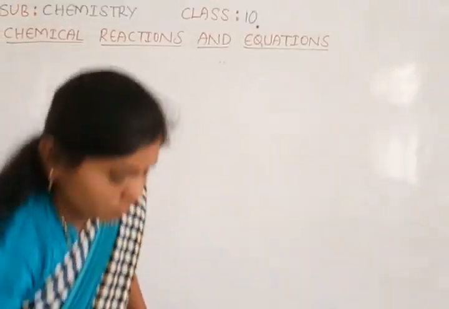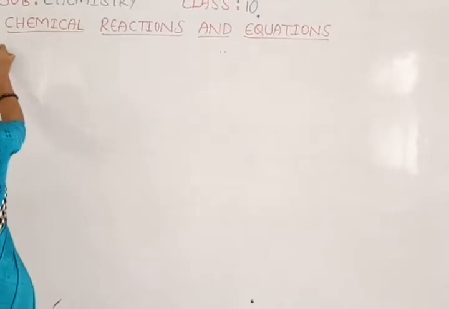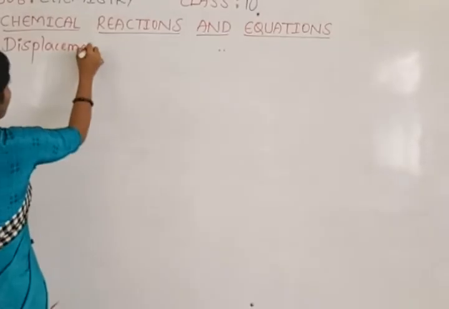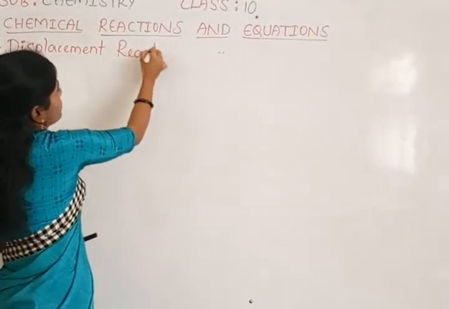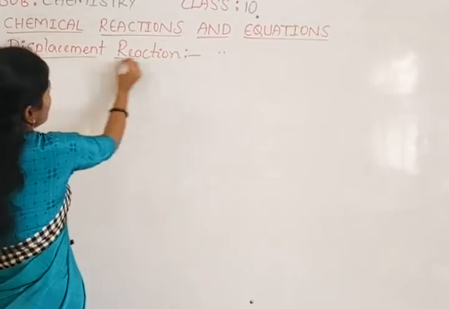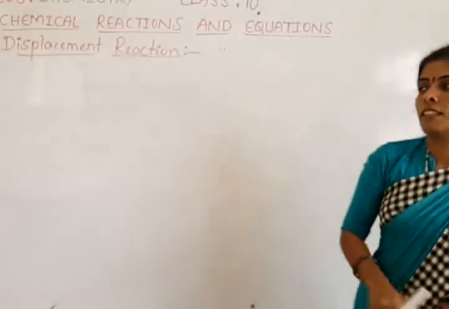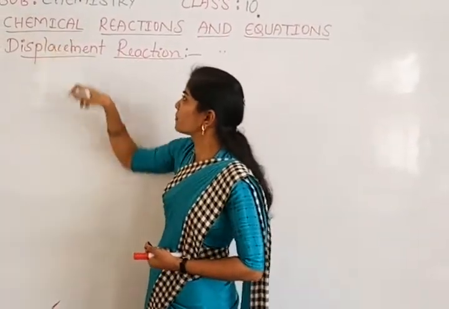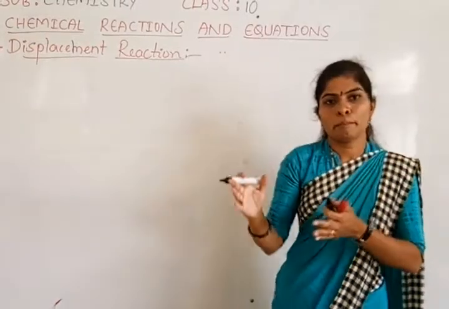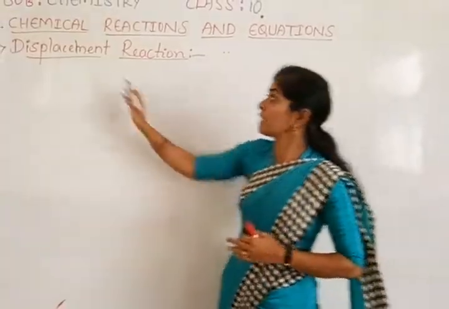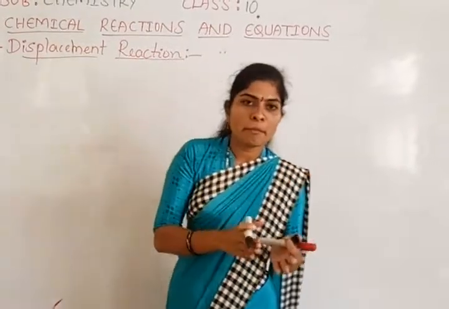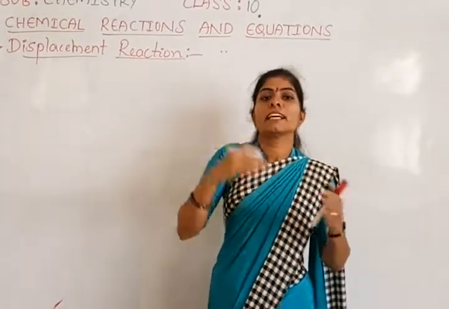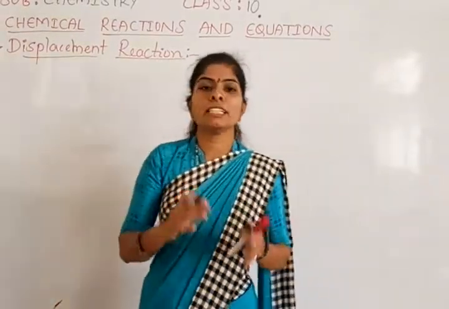Okay, now we can discuss the third type of chemical reaction, that is displacement reaction. So here in this reaction, what happened? We can see the word here, displacement. Displace means what? One will take the place of another one. So in this displacement reaction, the element which is highly reactive, or more reactive, will replace the element which has less reactivity.